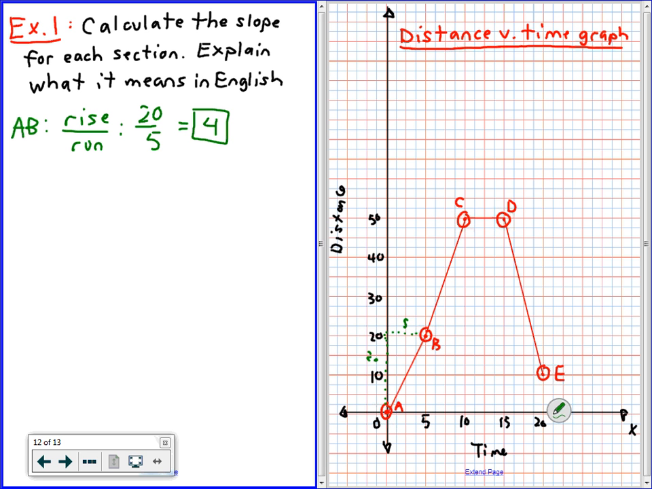Okay. So for BC, I'm going to use y2 minus y1 over x2 minus x1. y2, in this case, is going to be 50, minus 20, all over 10 minus 5. Now how do I get 50 and 10? I said my second point here, point C, was 10 comma 50. So my y2 is going to be 50, my y1 is going to be 20. 50 minus 20 is 30, divided by 5, which equals 6.